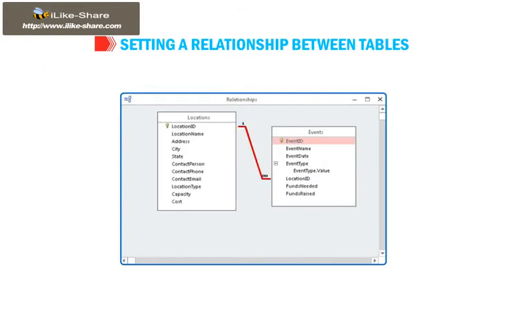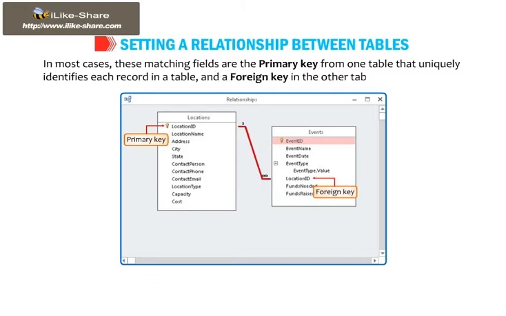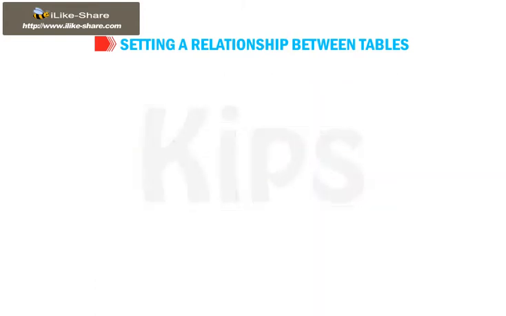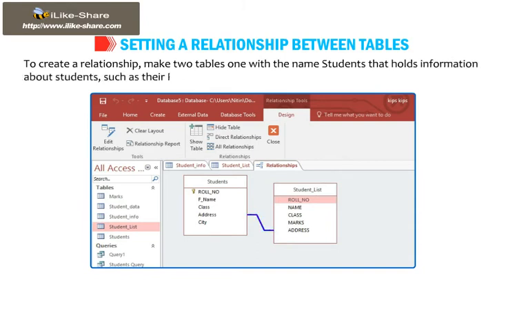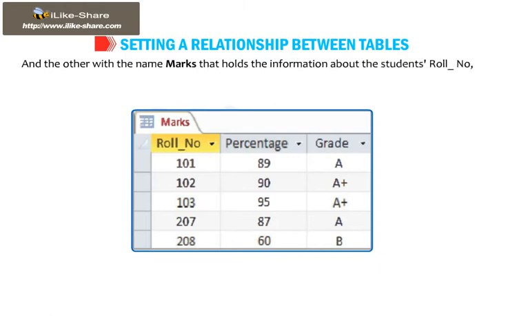A relationship works by matching a field with the same name in both the tables. In most cases, these matching fields are the primary key from one table that uniquely identifies each record in a table and a foreign key in the other table. A foreign key is a value in one table that must match with the primary key of another table. To create a relationship, make 2 tables, one with the name students that holds information about students such as their roll number, full name, class, address and city, and the other with the name marks that holds the information about the student's roll number, percentage and grade.